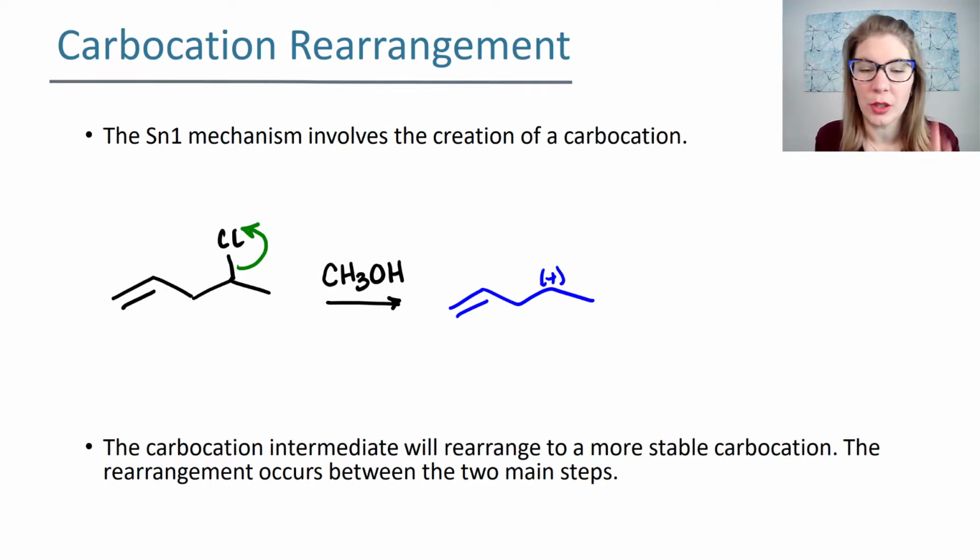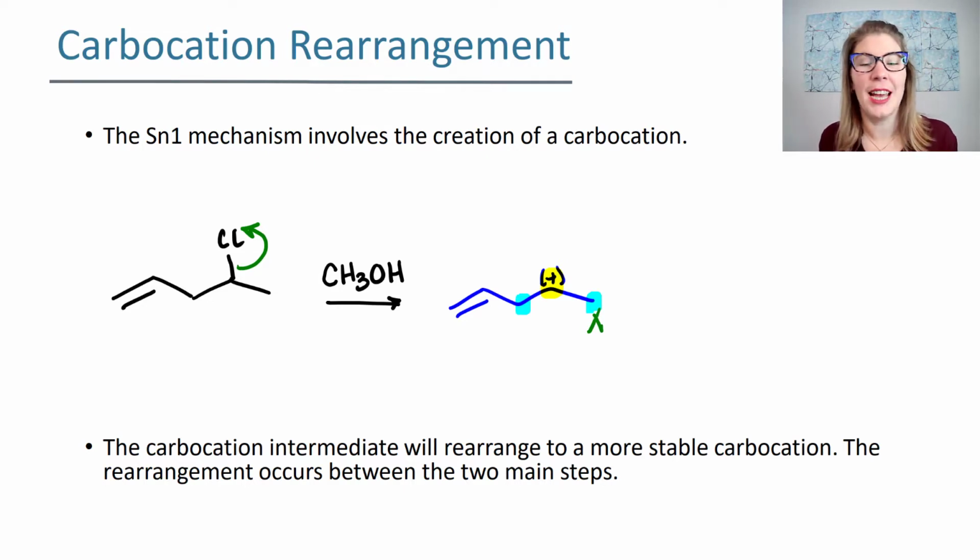Now you have to pause, you have to look at it and say, can this rearrange to form a more stable carbocation? And the answer is yes. Remember that what we do is we find the carbon that bears the positive charge. We look at the carbons next door, those are called our beta carbons. And we ask ourselves, if the positive charge was on one of those beta carbons, would it be more stable? And for this one, the answer is no, it would not be more stable. Going from a secondary to a primary, that's like water flowing uphill. It's not going to happen.